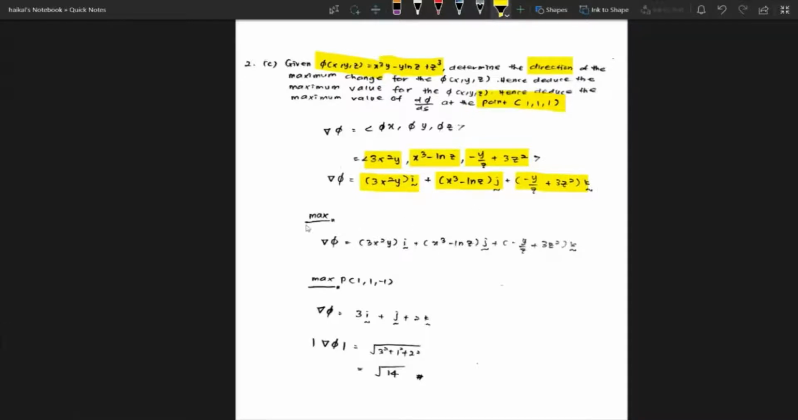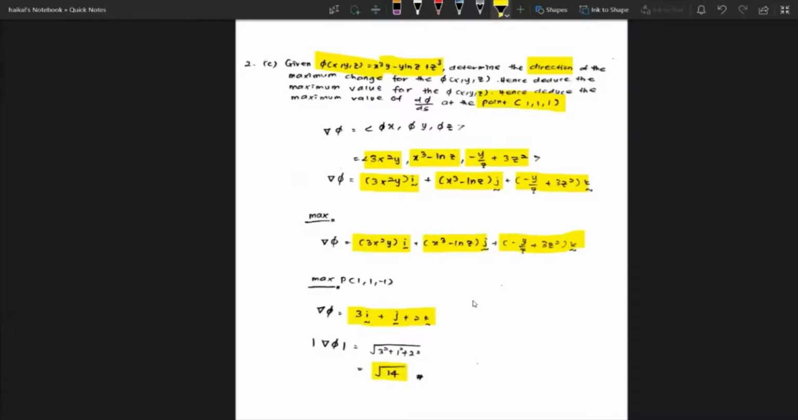So for the maximum value, we get like this: 3x squared y i plus (x cubed minus ln z) j plus (negative y over z plus 3z squared) k. So when we put in the point, we get 3i plus j plus 2k. So the magnitude is square root 14.